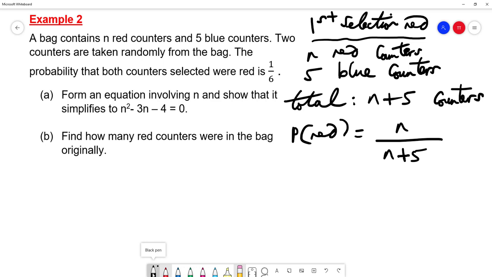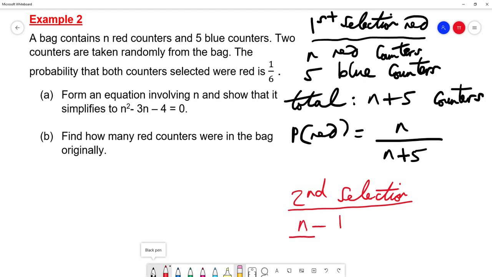Then what happens on my second selection? So on my second selection being red, remember I've taken a red counter, I'm going to hold it in my hand. I am not putting it back into the bag. So I don't have n counters anymore. I've taken one out, so it's going to be n minus 1. And we need to reduce the number of the total by 1. So instead of n plus 5, we reduce it by 1, so we get n plus 4. Very important you write this out properly.